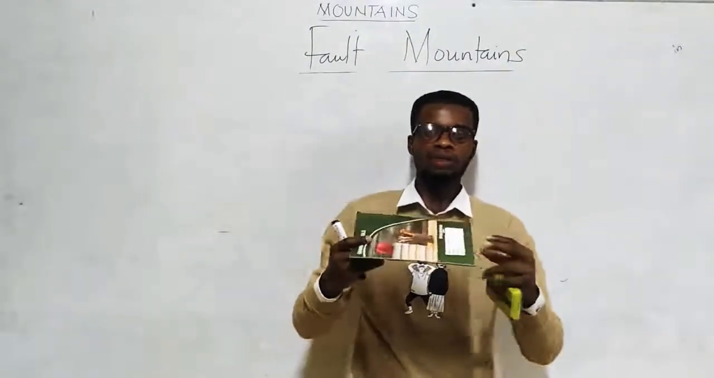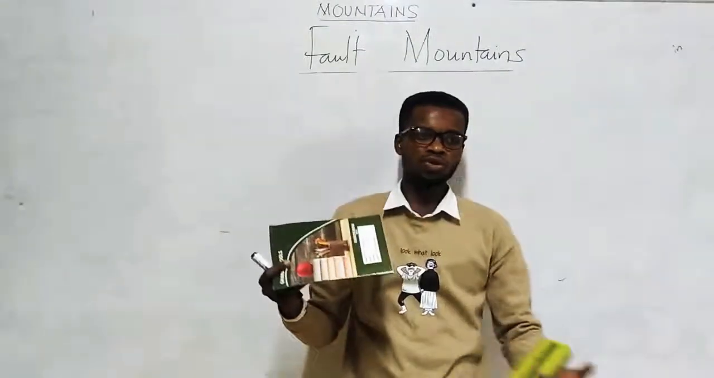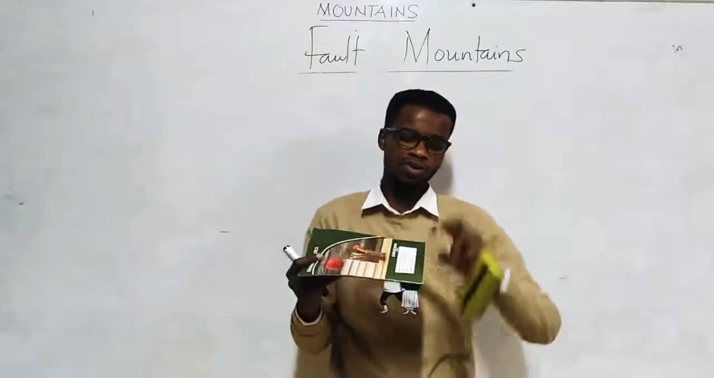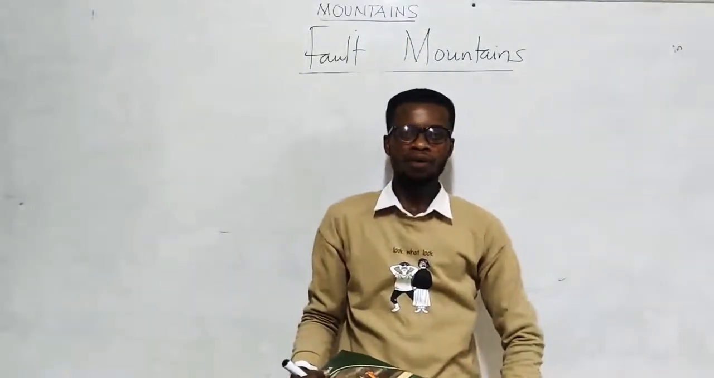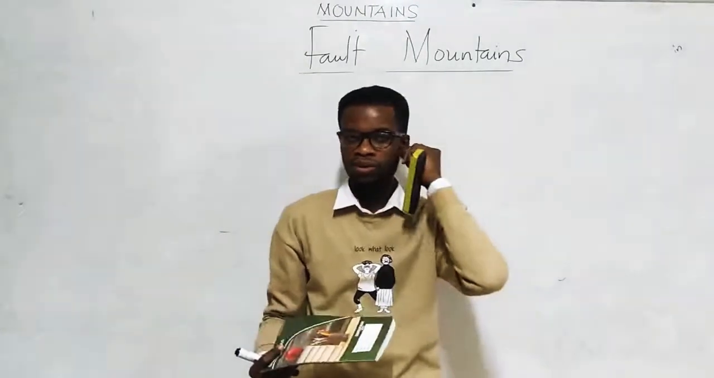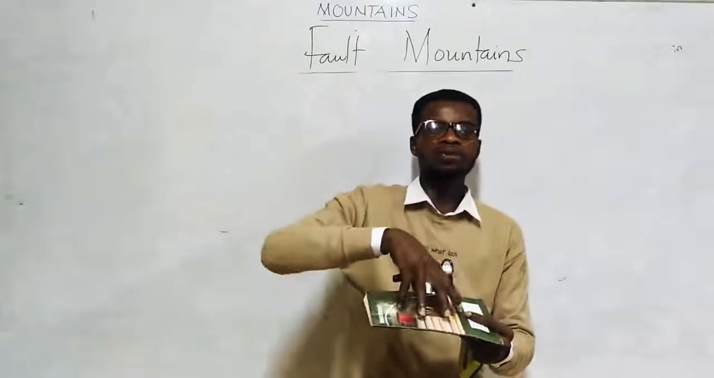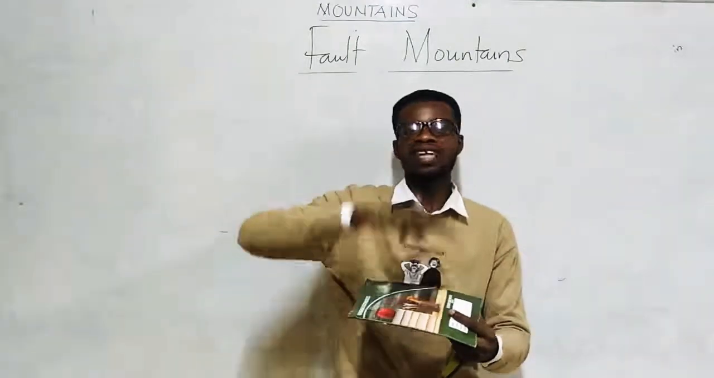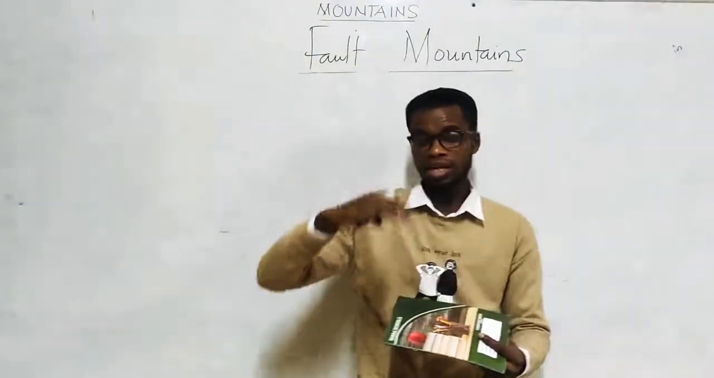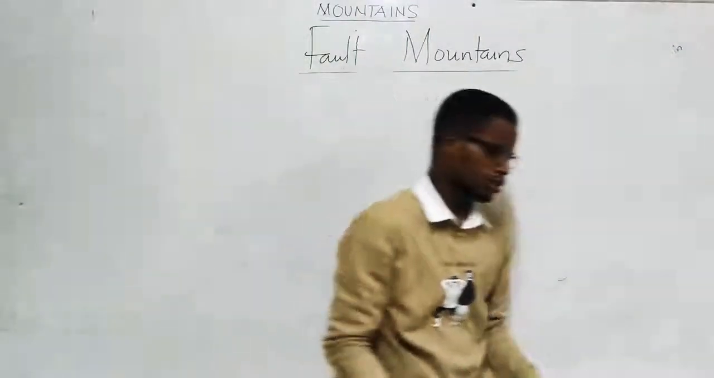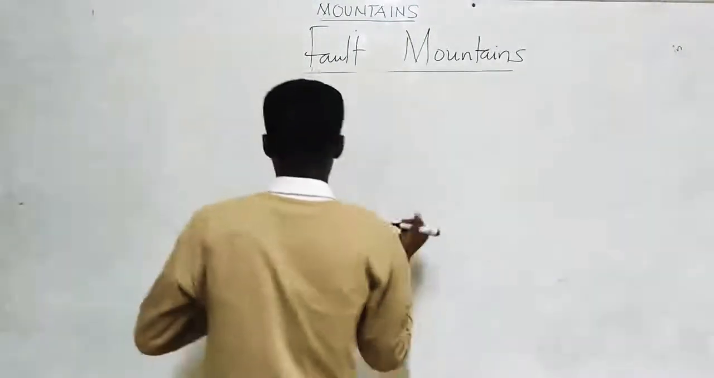Because they are supporting the upper layers, as they fall within due to their weak nature, the top ones will also break or fall within. That is going to lead to a block mountain, because the part that will be left standing on the crust will be called a fault or block mountain. Let's quickly demonstrate that to see what we are talking about.